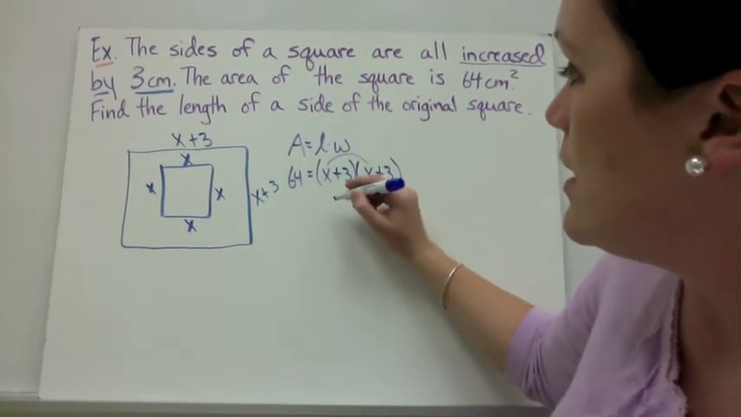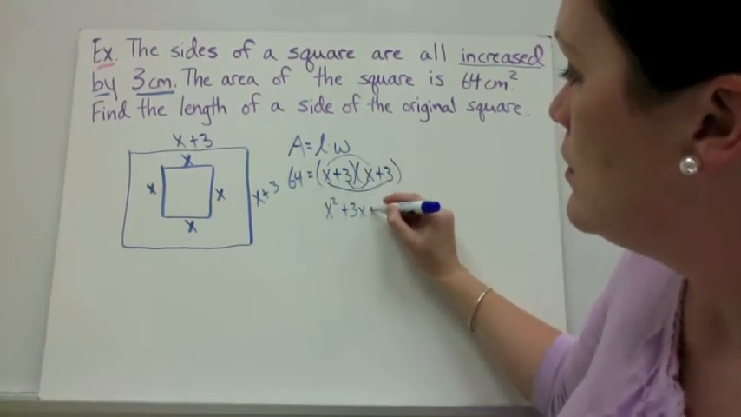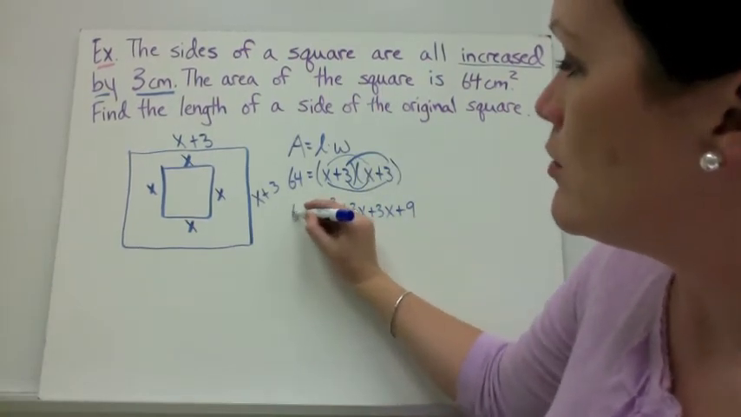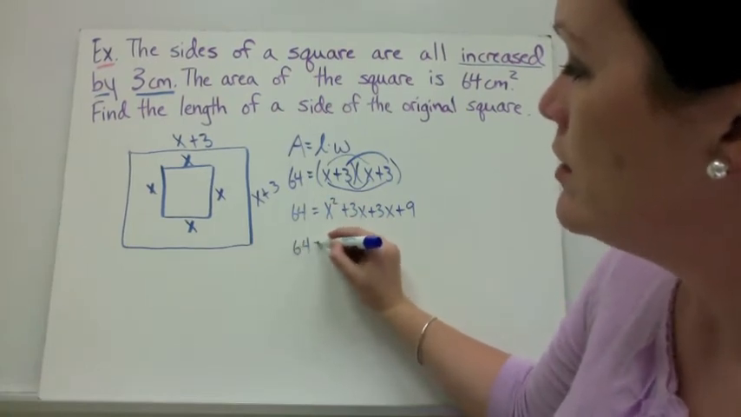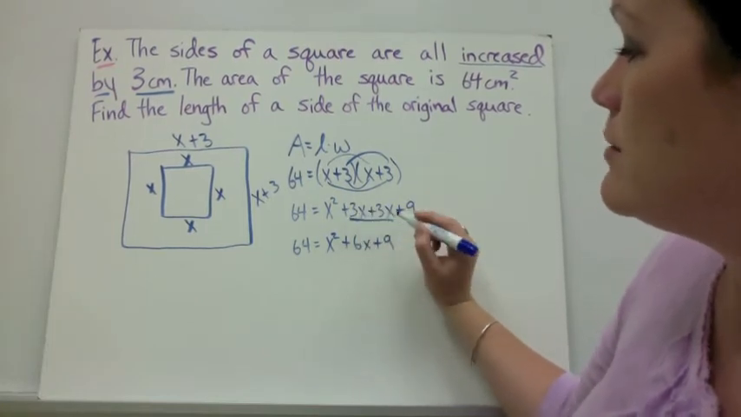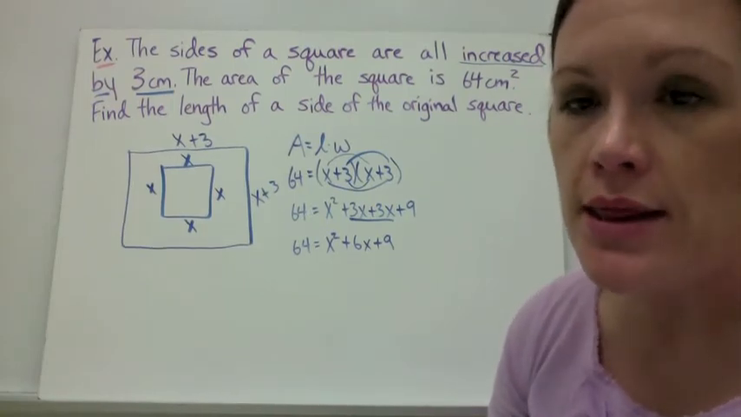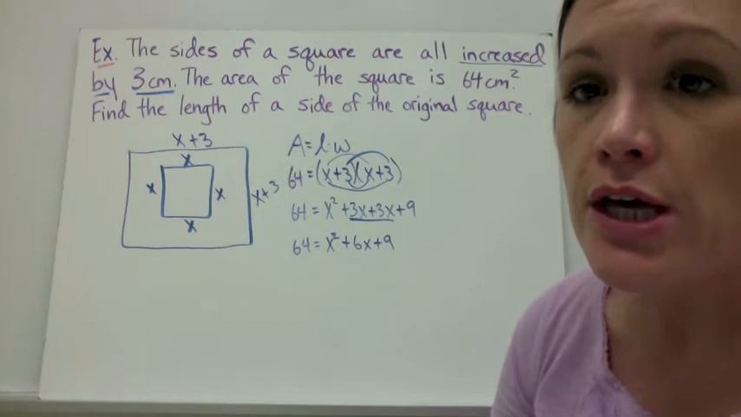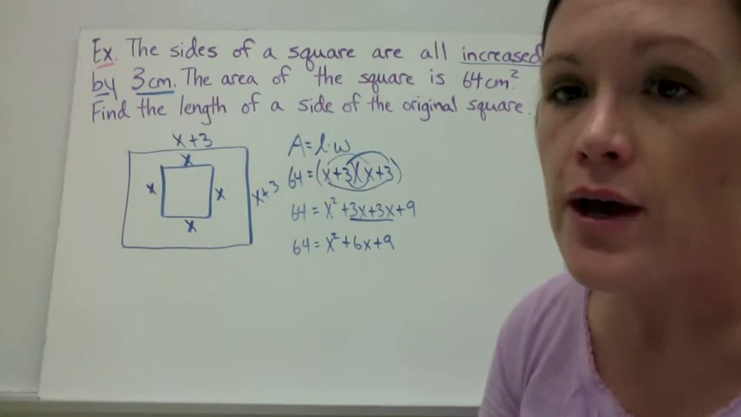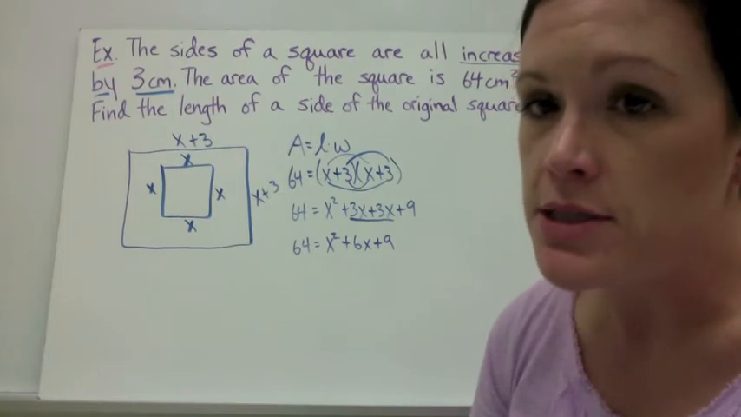But we'll end up with x squared plus 3x plus 3x plus 9. So we end up bringing down 64 for now. Equals x squared plus 6x plus 9, because those terms in the middle combine to be 6x. Now, when we have a quadratic equation, that means we have an x term that's squared and we have a term that's not squared. The only way to separate those two and solve for x is to use one of our quadratic methods. And one of the most popular quadratic methods is to solve by factoring.